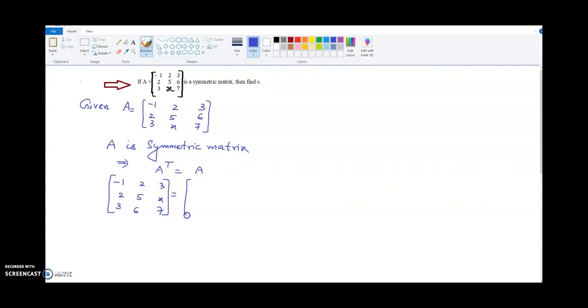On the other side we will write the matrix A as it is, minus 1, 2, 3, 2, 5, 6, 3x, 7. So both these matrices are equal according to the definition that A is symmetric. Whenever A is a symmetric matrix, the transpose and the given matrix both will be equal. So when the matrices are equal, we can equate the corresponding elements. If you see the corresponding element, second element of third row here and second element of third row here, if you equate both these elements, you get the value of x is equal to 6.